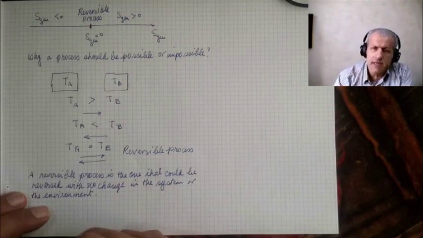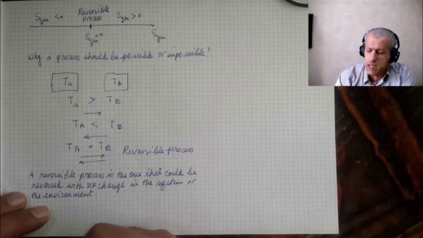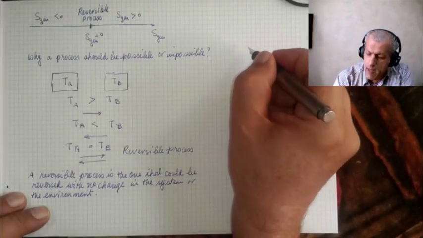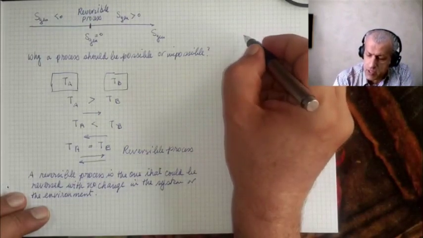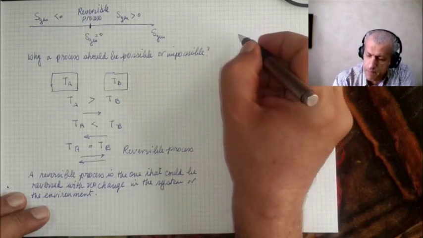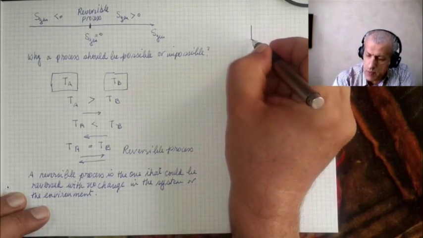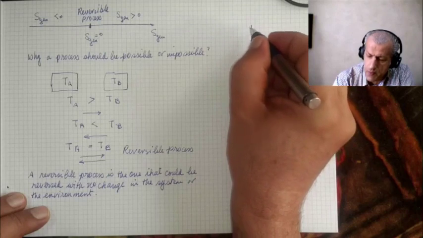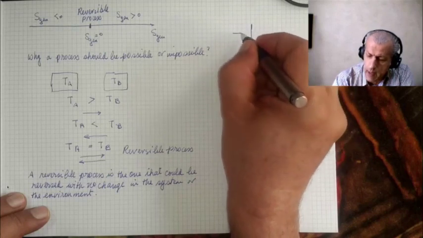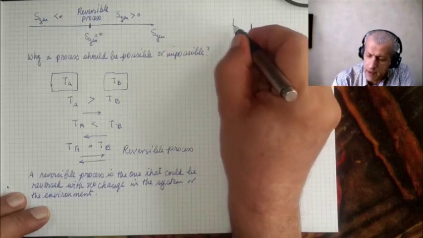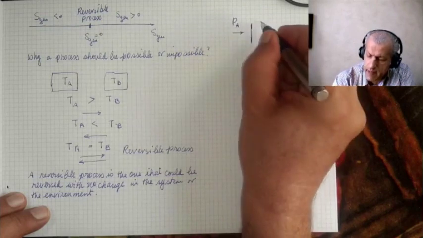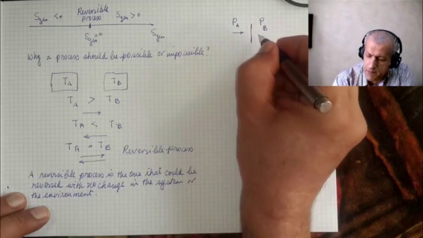What's the other incentive for a process to take place? Assume that there is a pressure difference. So assume that there's a wall and we have PA here and PB here.